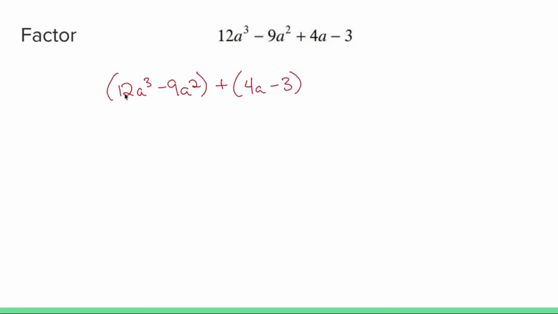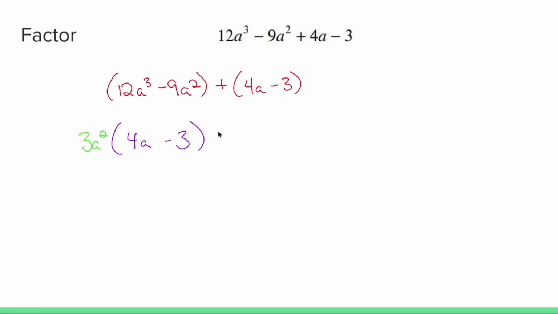Factor each parentheses. I have a 3 and an a squared in common. So if I factor out a 3a squared out of you, that leaves me with 12 divided by 3 is 4. Take away 2 a's from 3 a's is 1a. Minus 3, 3. Take away both a's is that.